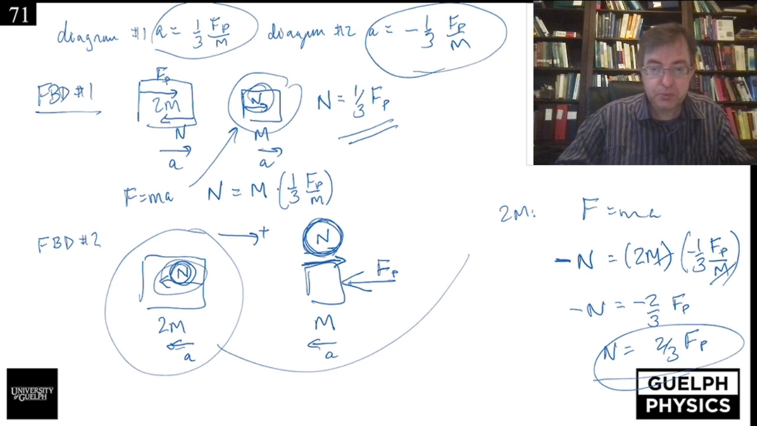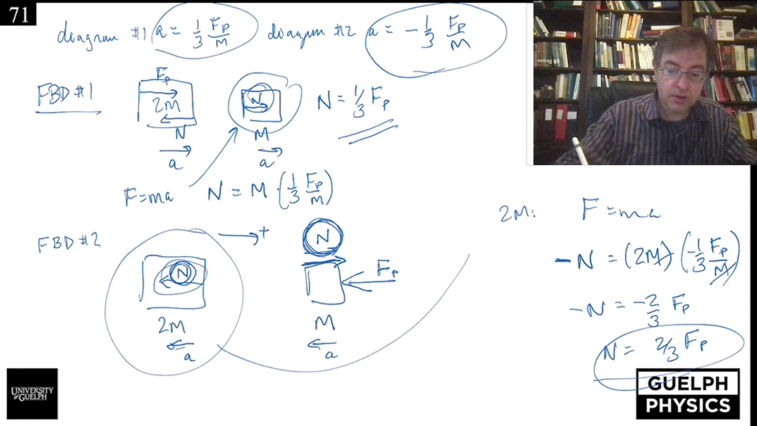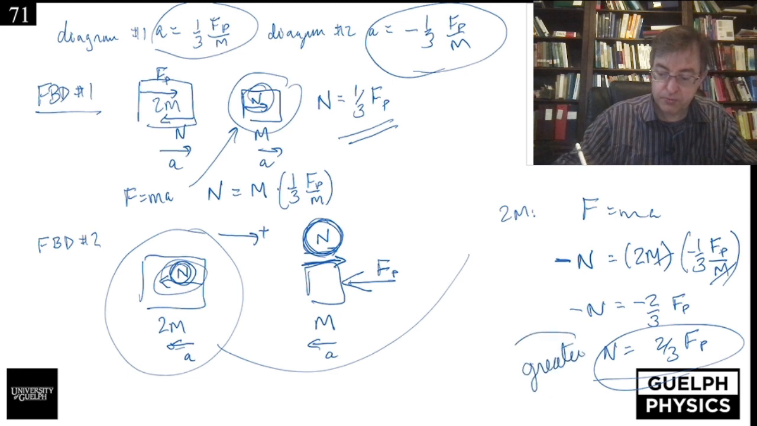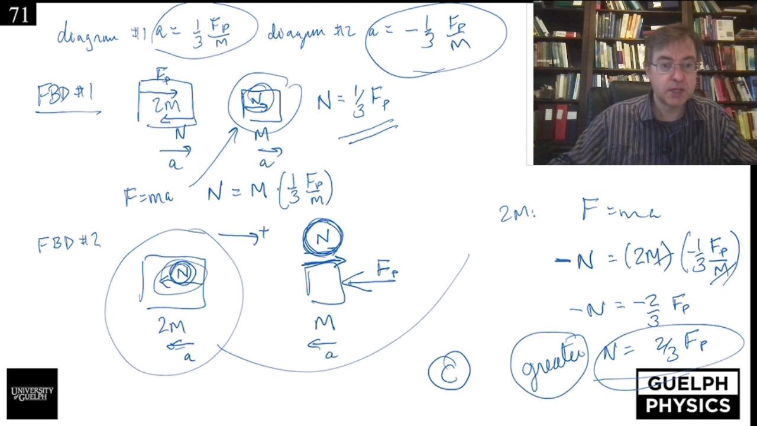And so the magnitude of the normal force is greater in diagram 2. So this is going to be greater in diagram 2, and if I go back to the answer key, that is answer C. All right.